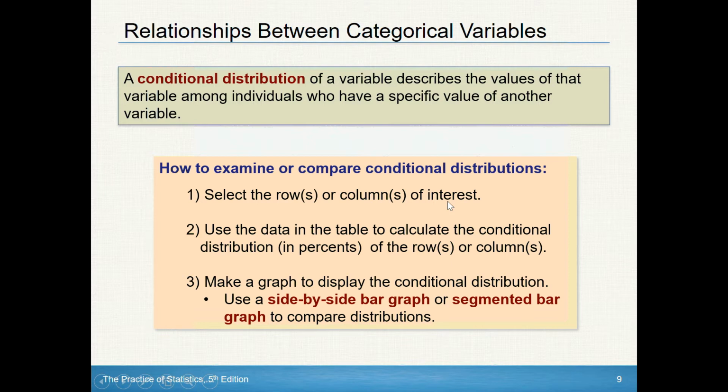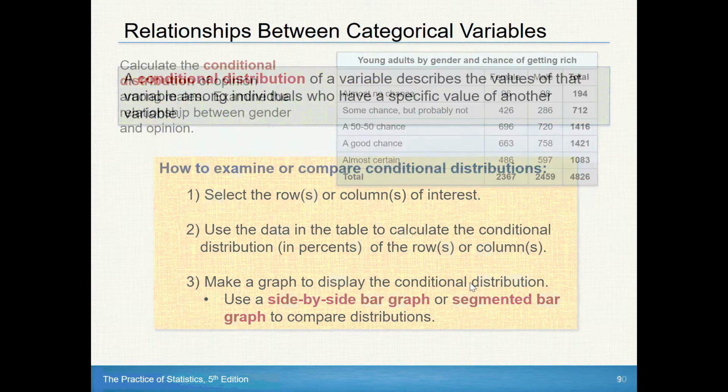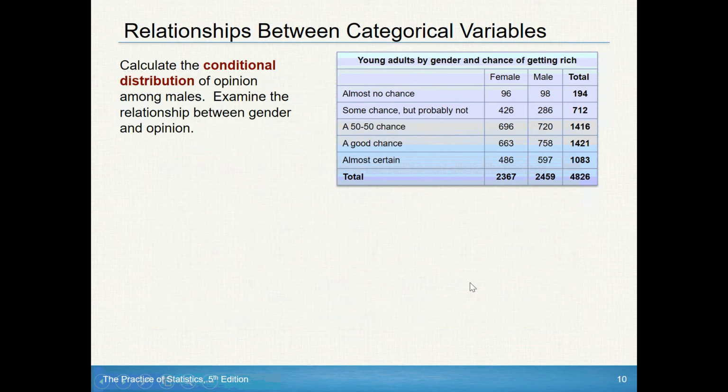And if we're trying to compare, which is often what we do, we can make side-by-side bar graphs or segmented bar graphs. Side-by-side bar graphs are certainly something you've done before when comparing multiple categorical variables. Segmented bar graphs are probably a little bit new, but not too hard to make. So again, let's go into our same two-way table that we had before. And it says calculate the conditional distribution of opinion among males. Okay, so the condition is that they must be males.